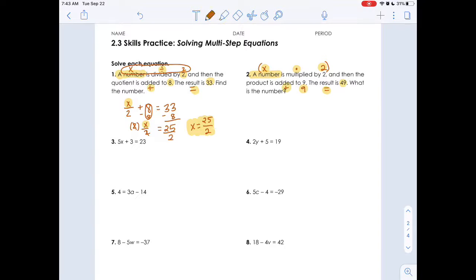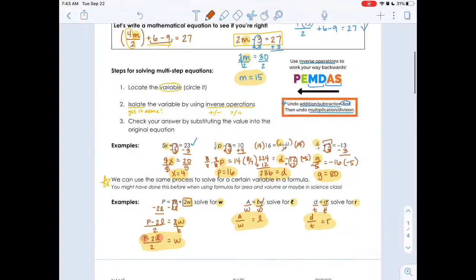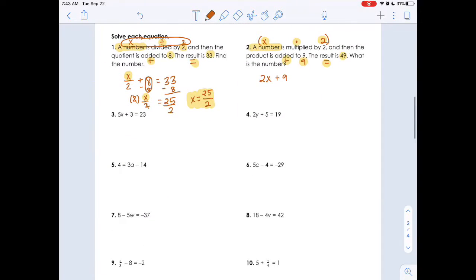So we've got a number times 2, then we're adding 9 to that, and it's equal to 49. What's the number? So we want to set up an equation here. So we can write x times 2, but the more simplified way to write that is just 2x. And then I'm adding that to 9. And then the result is 49. So now I have my equation. My variable is x. I want to solve for x, so I'm going to subtract 9 from both sides. 9 minus 9 is 0, leaving me with 2x equals 49 minus 9 is 40.